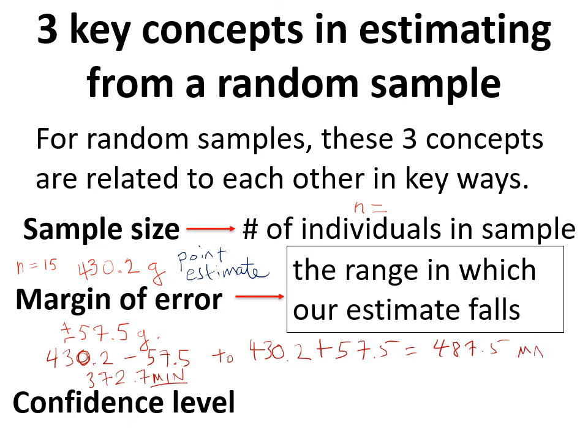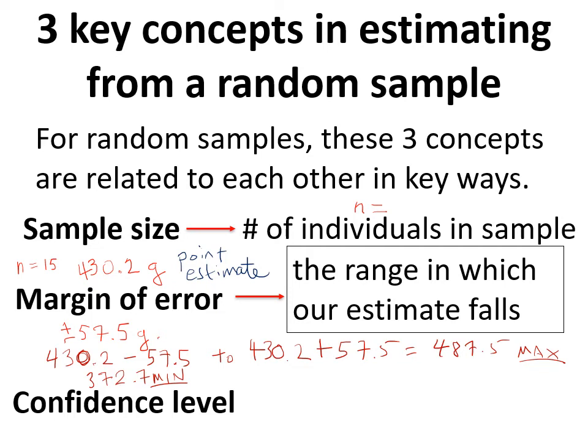This is the maximum. So basically we're saying that the mean weight, the average weight of these frogs is 430.2 grams with a margin of error of plus or minus 57.5 grams, which means that the weight of the frogs, we're pretty confident, falls between 372.7 grams and 487.5 grams.